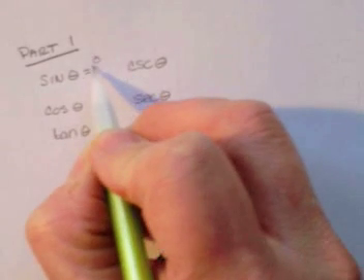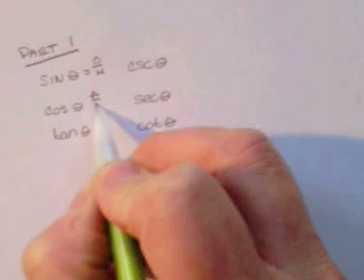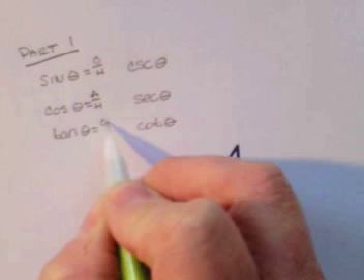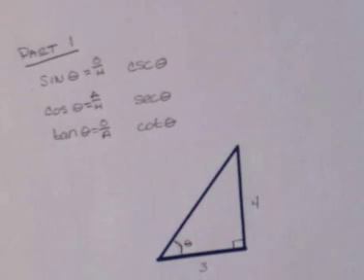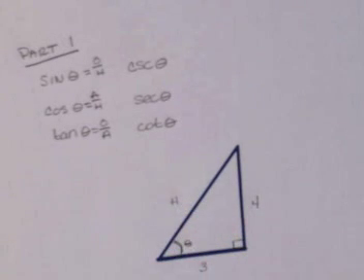Sine is opposite over hypotenuse. Cosine is adjacent over hypotenuse. And tangent is opposite over adjacent. So let's find those trig ratios for our angle theta marked in our triangle. I'm looking at theta, and this is the opposite side, so it would be opposite over, it looks like I need to find out what the hypotenuse measure is.